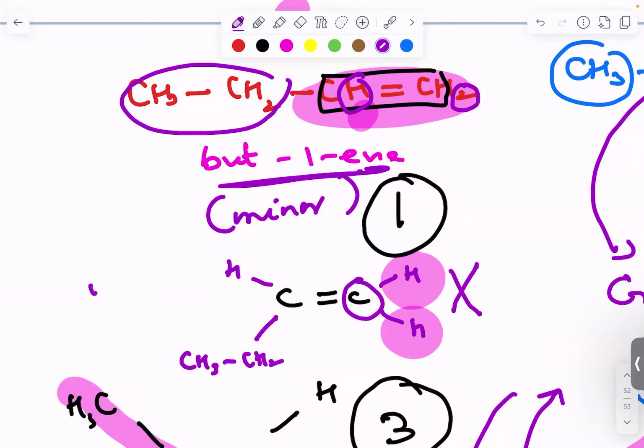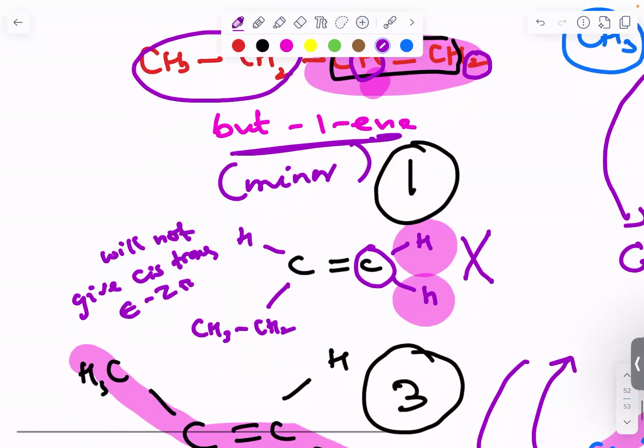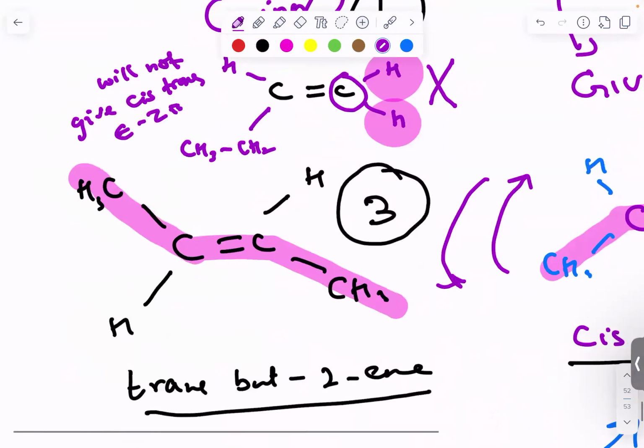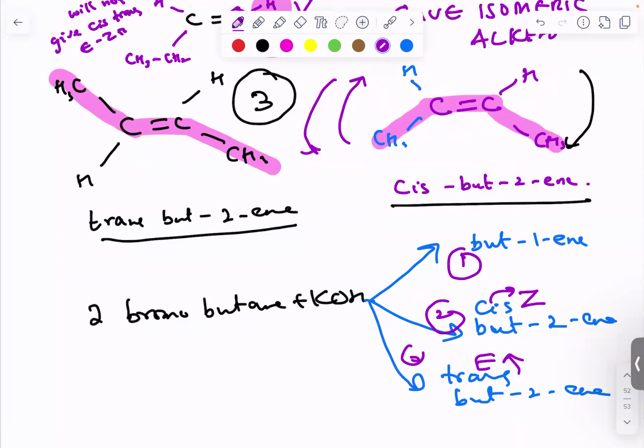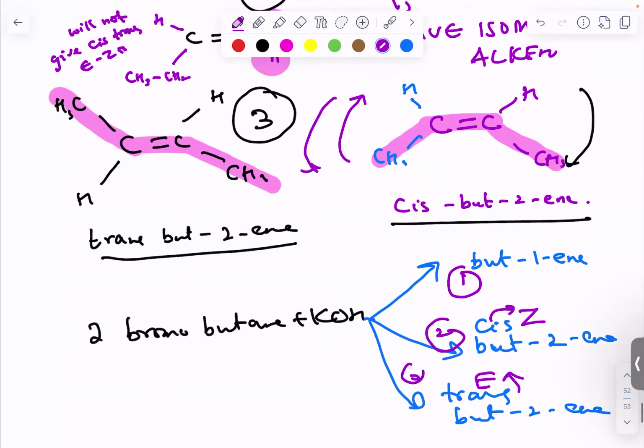Otherwise, it will not give cis-trans isomerism or E/Z isomerism. In your book, it is written as E/Z. So, cis-trans isomerism or E/Z isomerism. By the way, this trans is called E. So let me write it here: E isomer. And cis is called Z, and E is called trans. So this is about the halogenoalkanes.